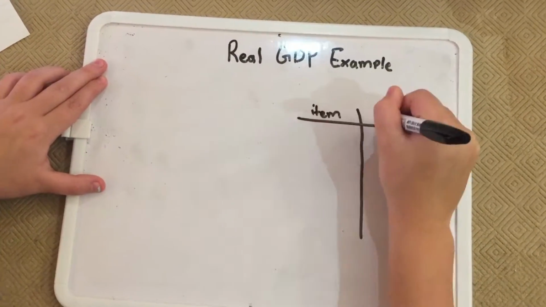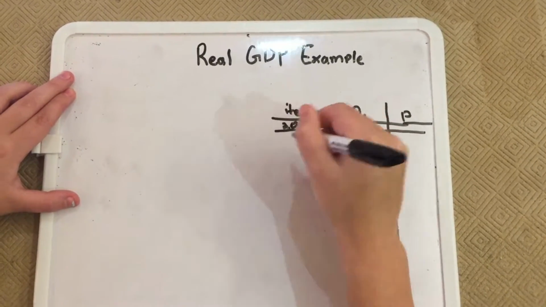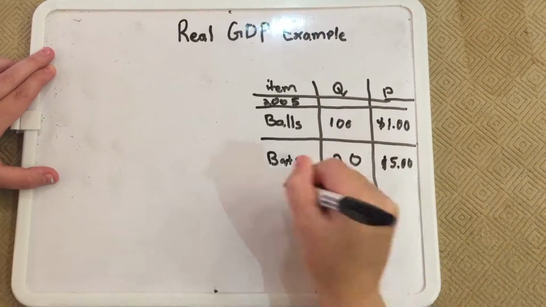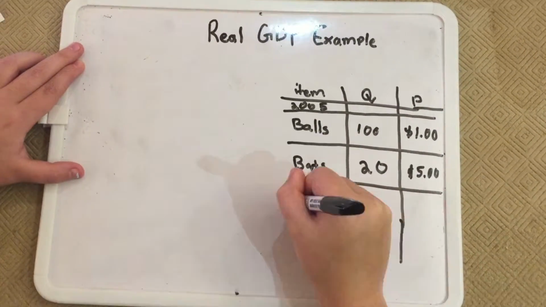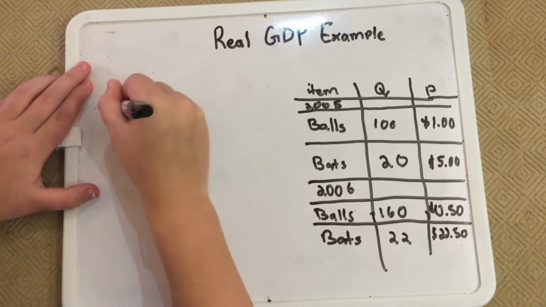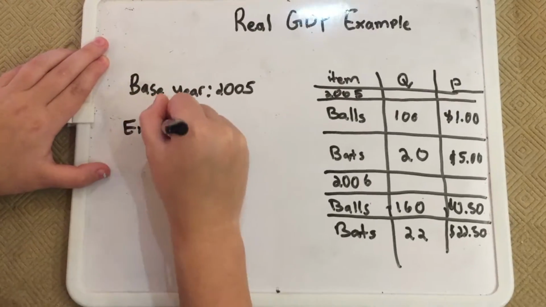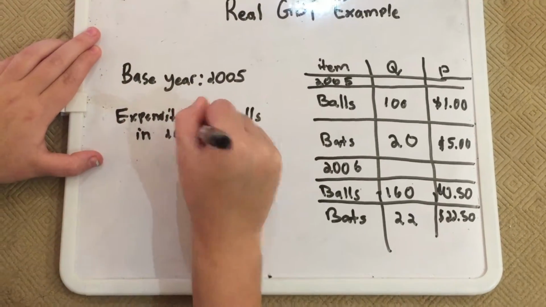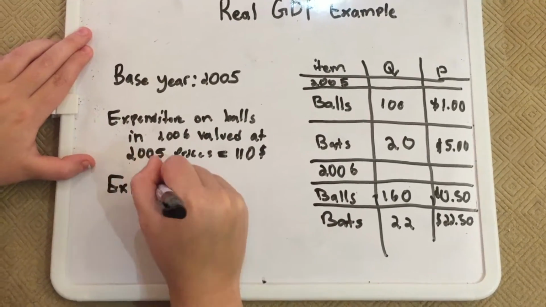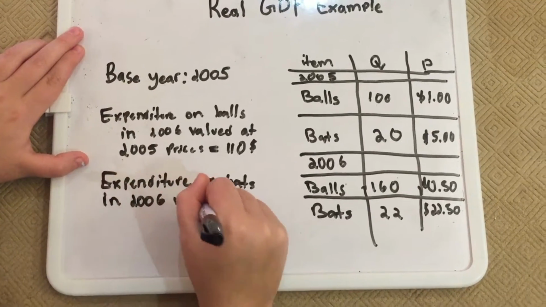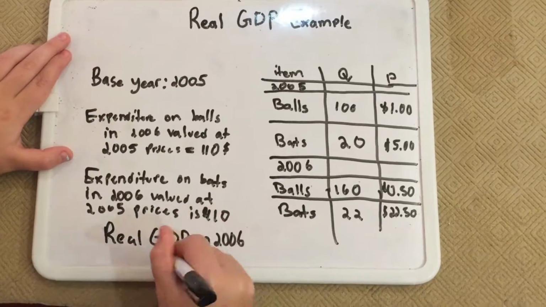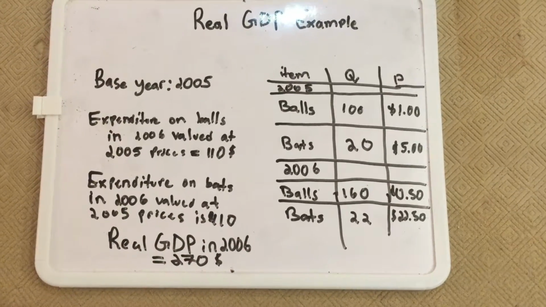The base year for this example is 2005. As you can see, if you follow the formula of base year price times quantity, the base year is $1 per ball in 2005. If you multiply that by the new quantity in 2006, which was 160, you get 1 times 160, which equals $160. Similarly, if you take the price of bats in 2005, which is $5, and multiply that by the new quantity, which is 22, the total is 5 times 22, which is 110. Therefore, to calculate real GDP, you add both expenditures, which equals $270.